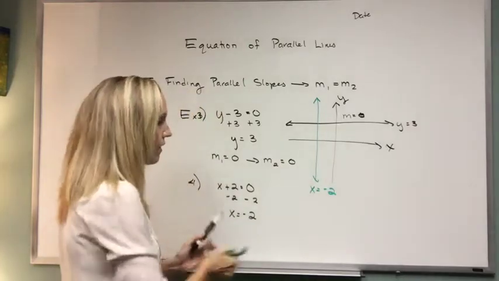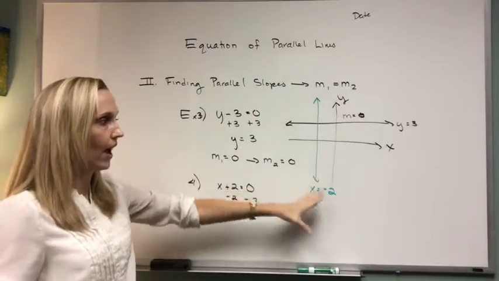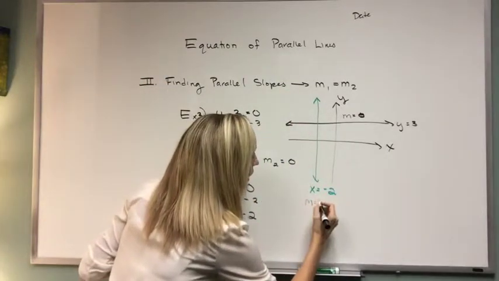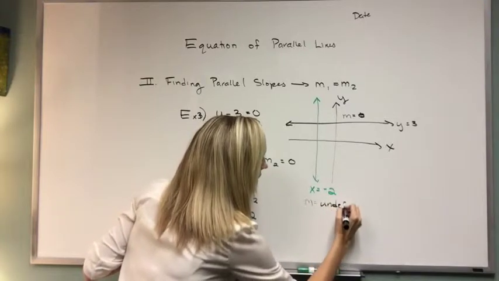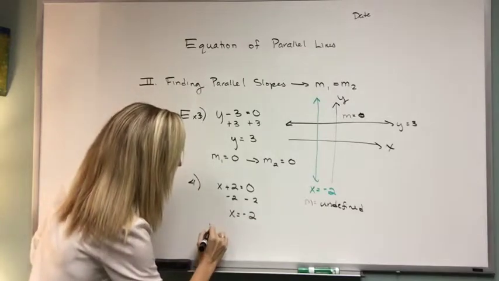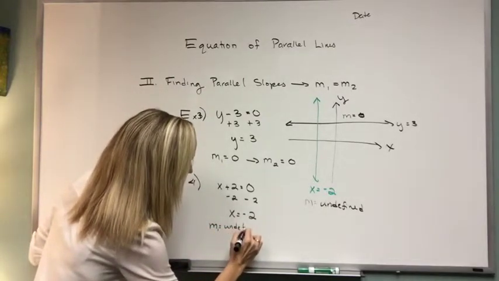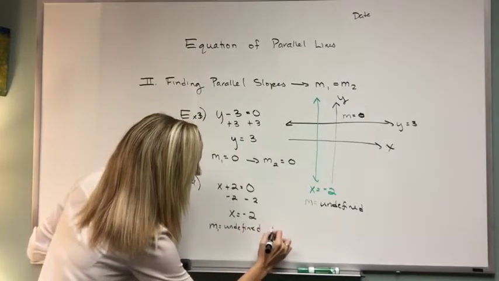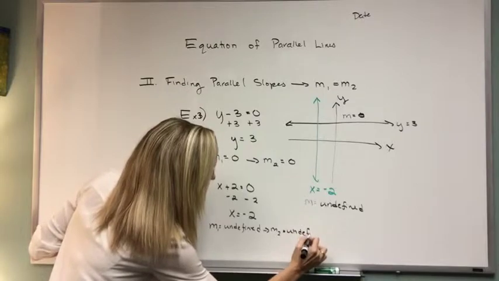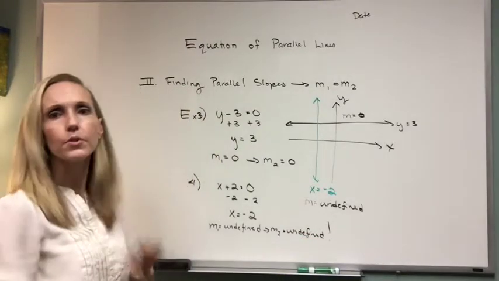Can you walk on a vertical line? You cannot. It's impossible. So this is when we have a slope of undefined. All vertical lines are undefined. Therefore, the slope of this line, m1, is undefined. So the slope of m2 must also be undefined. Make sense? I hope so.